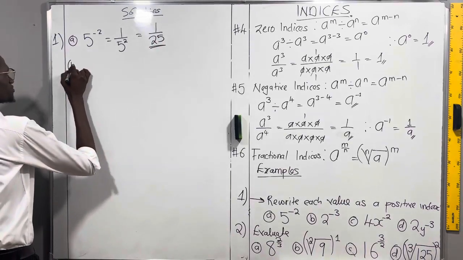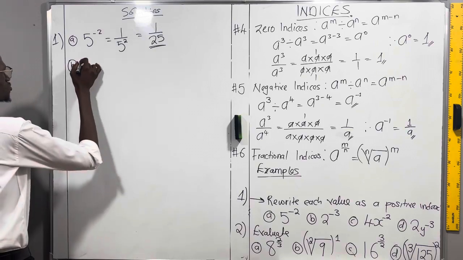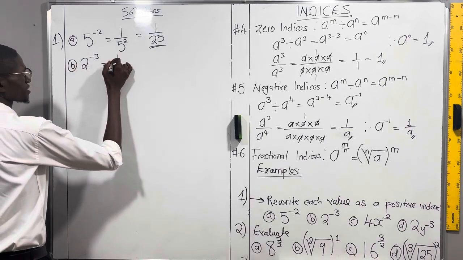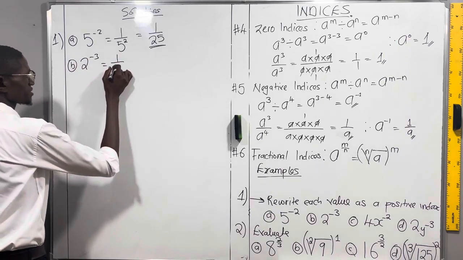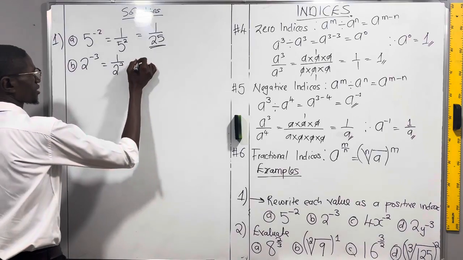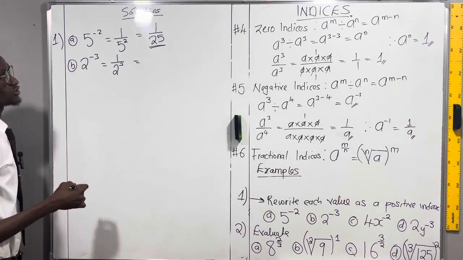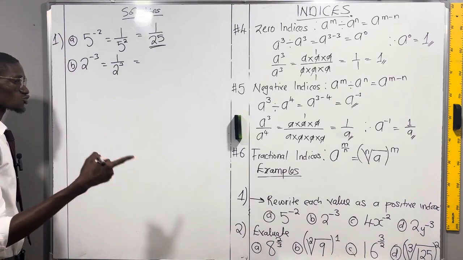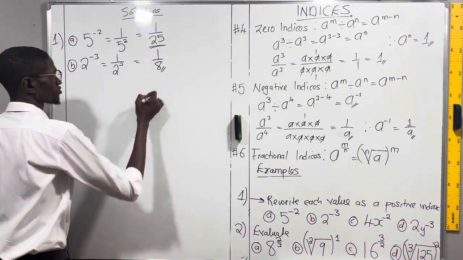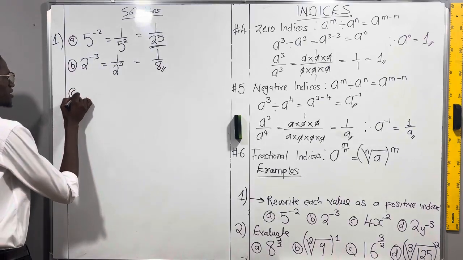We come to B. B is 2 to the power negative 3. Okay, so that negative will simply give us 1 over. The base comes down here, and then the power drops to the base. Okay, 2 to the power 3 does not mean 2 times 3. It simply means 2 times 2 times 2, which gives us 8. So that would be our final answer there, as simple as that.